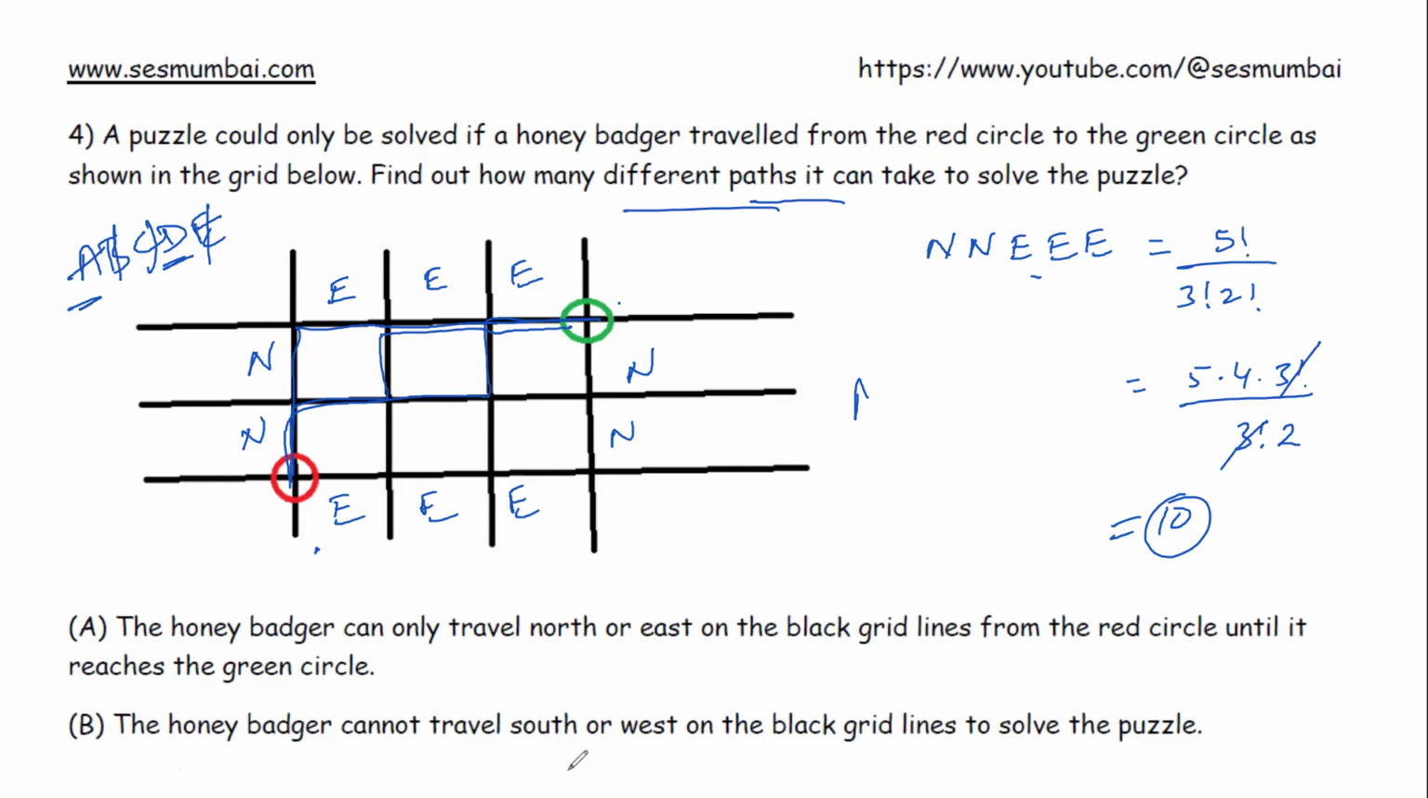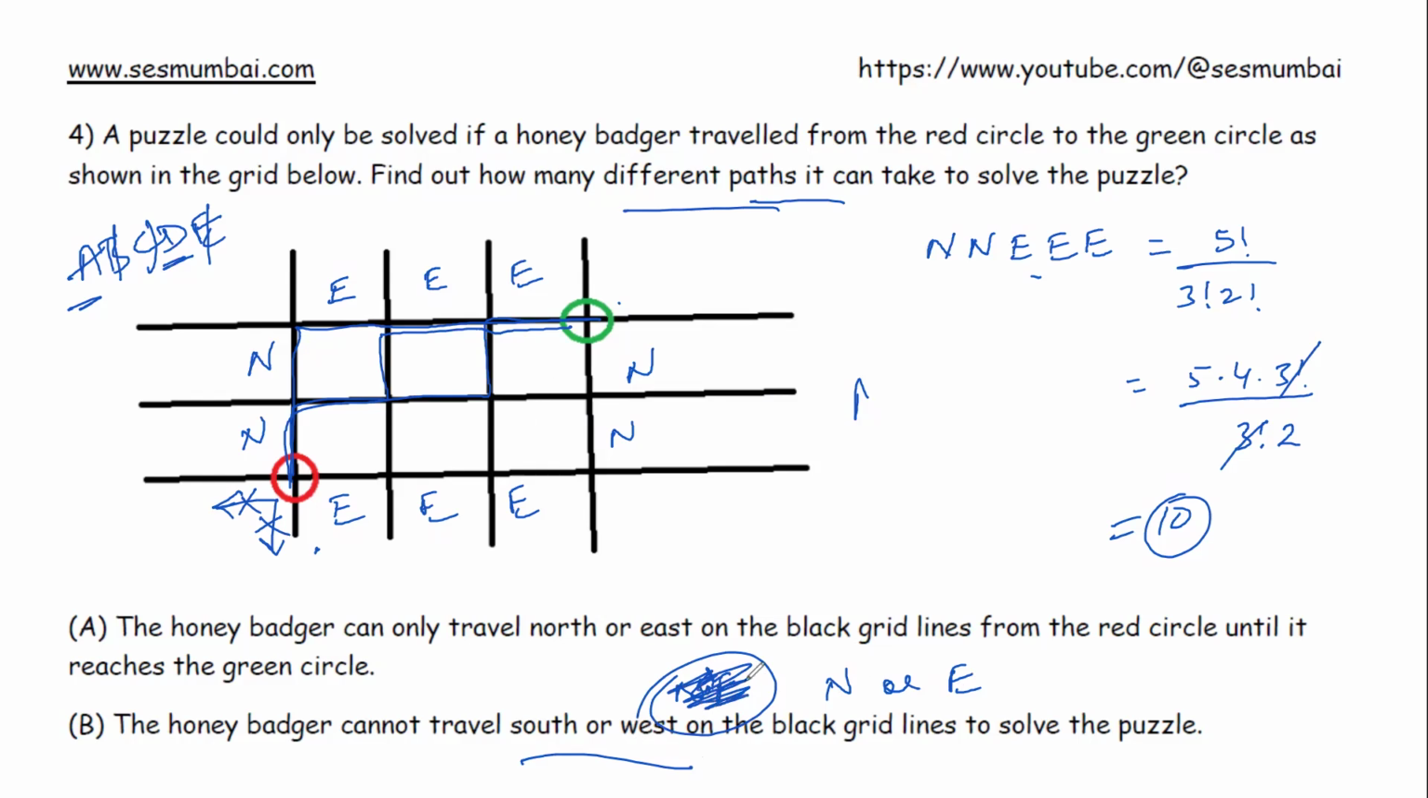The honey badger cannot travel south or west on the black grid lines to solve the puzzle. So it cannot travel south or west. This is not allowed. So if that is not allowed, and to solve the puzzle, one has to go from red to the green, then we know that the only way it can travel now is north or east, right? North or east is the only way it has to travel, if it can't go south or west. It says a puzzle can only be solved if a honey badger traveled from red circle to the green circle as shown in the grid below.